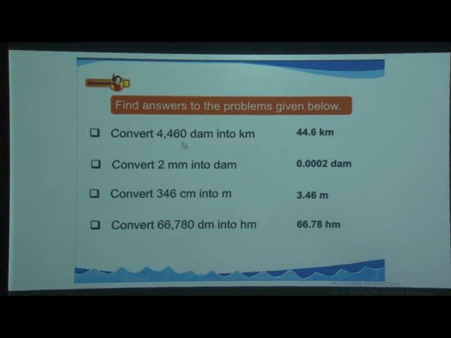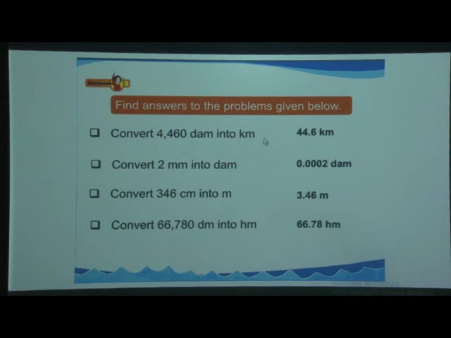Now we have seen what we have to do. So the answer is 44.6 kilometer, because we have to divide it by 100. So the decimal point will be 44.6 kilometer. Now convert 2 millimeter into decameter. 2 millimeter is the very lowest unit and we have to go for decameter. So we will divide and we will find that the answer is 0.0002 decameter.